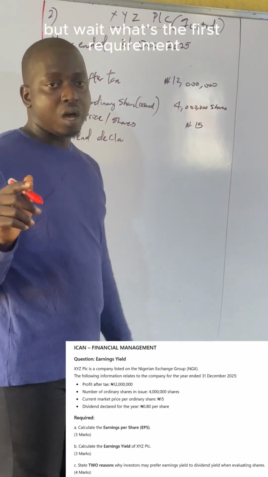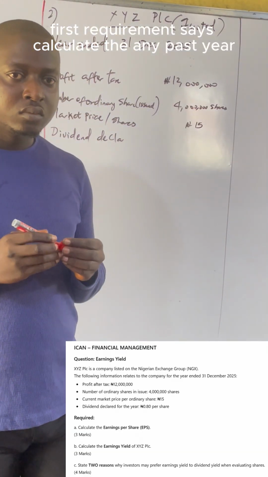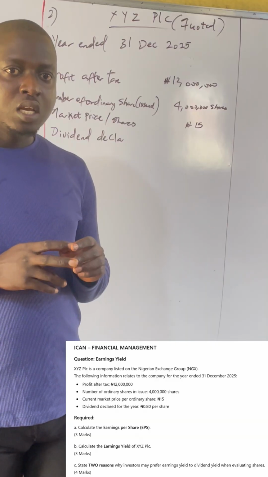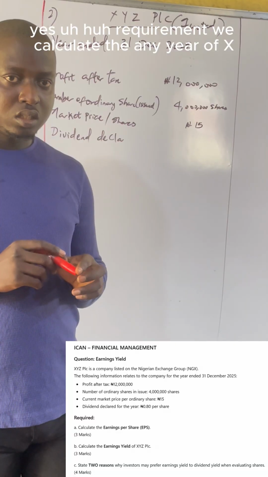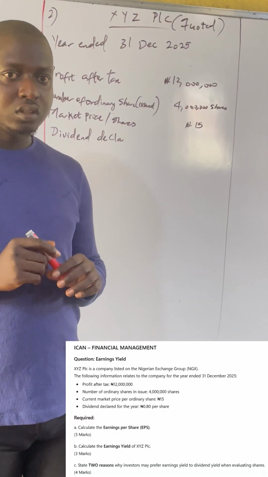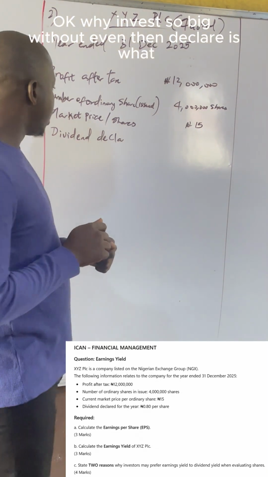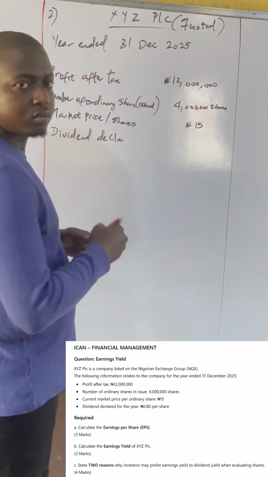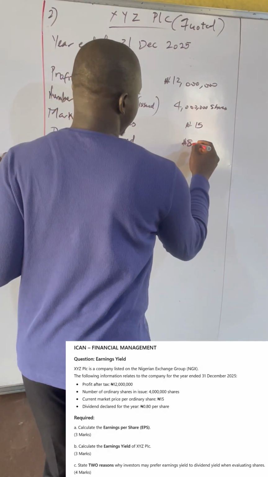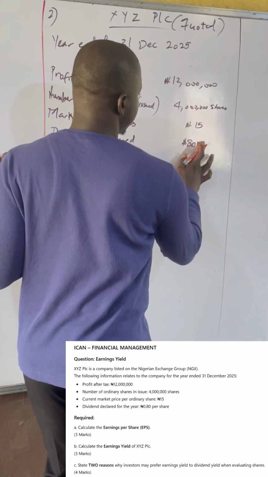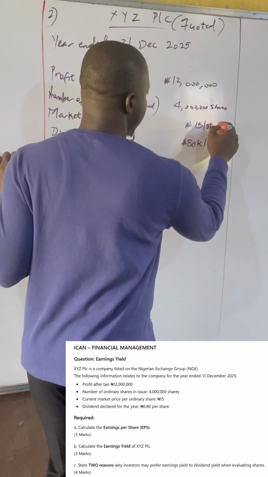But what's the first requirement? We've not gotten the dividend yield. What requirement says calculate the earnings per share? Requirement B: calculate the earnings yield of XYZ PLC. The last is: state 2 reasons why investors may prefer. Dividend declared is what? 80 kobo per share.